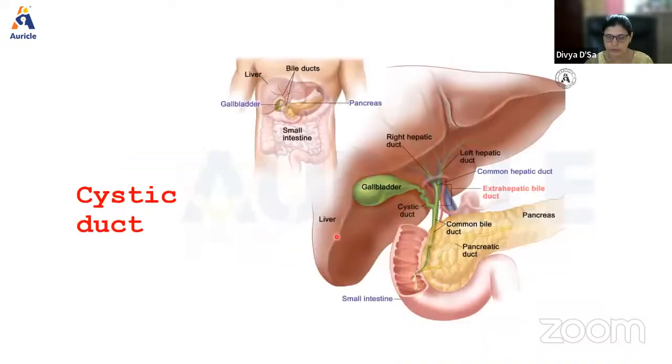Next, you have to know about the cystic duct. So this is the cystic duct. If you see, it measures about 3 to 4 centimeters in length and is about 2 millimeters in caliber. It begins from the neck of the gallbladder, passes downwards and backwards and to the left, and ends by joining the right side of the common hepatic duct.